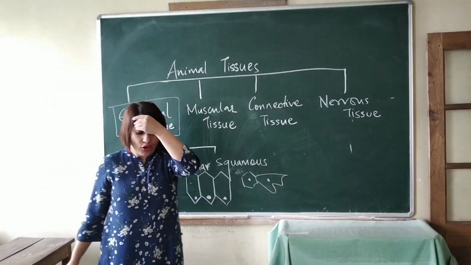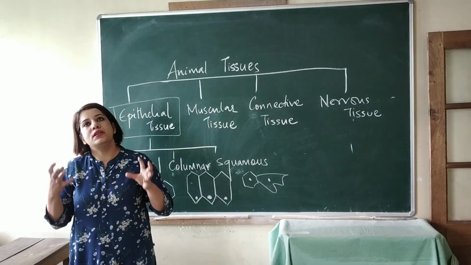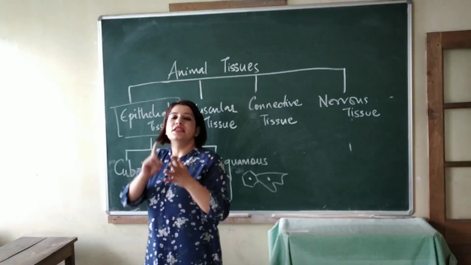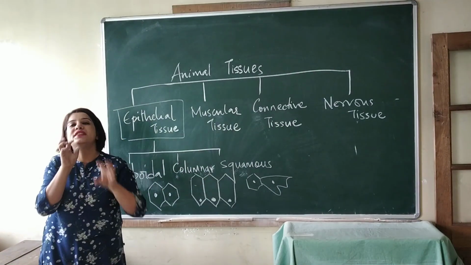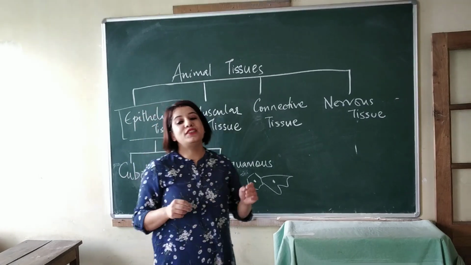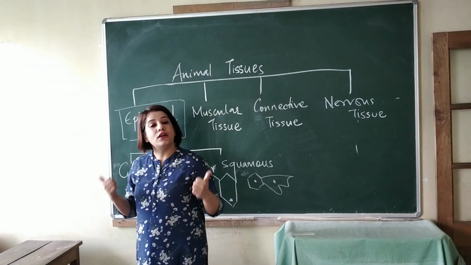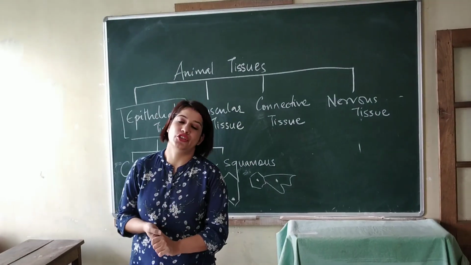The next one is columnar epithelial tissue. I told you it is found in the lining of the stomach. It is found in the lining of the intestine. So they help with absorption of digested food. The last one, squamous epithelial tissue. They are found in the skin, the mouth. So they help in protection.